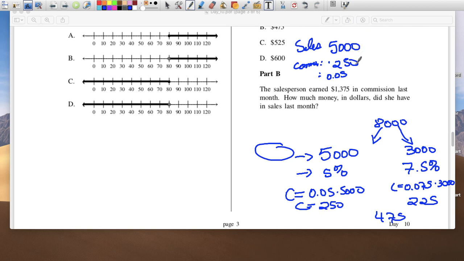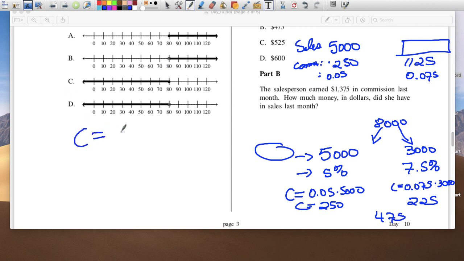So I need to find out. The commission is 250. So if you subtract 1,375 minus 250, it means that she made $1,125 in commission at 0.075 on these sales. And that's what we have to find out, because remember, the first 5,000 she only makes 5%, right? So she made the bulk of it on sales after $5,000. So let's find that out.